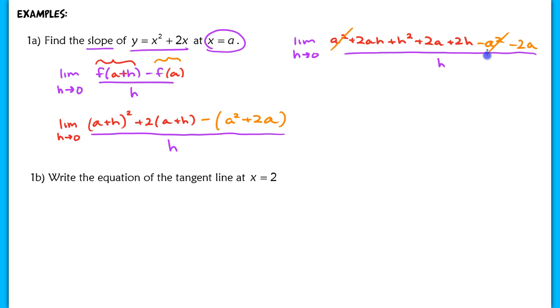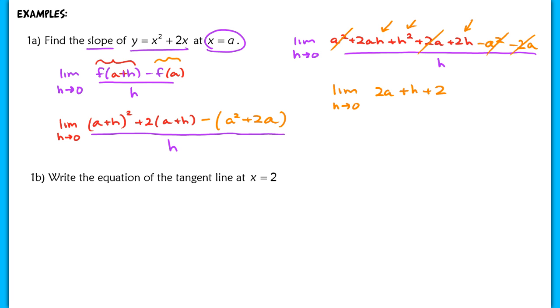All right, now we can cancel out some of these terms. The a squareds here will cancel, and that 2a will also cancel with that negative 2a. And then if I look at all of my leftover terms here, each of these in the numerator has an h, so I can factor and cancel out the h in the denominator. I'm left with the limit as h approaches 0 of 2a plus h plus 2.